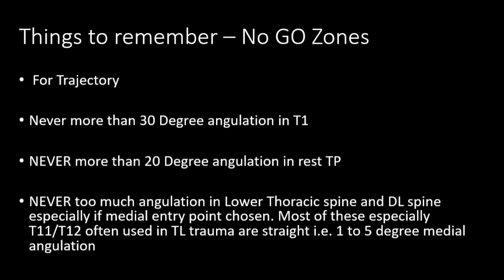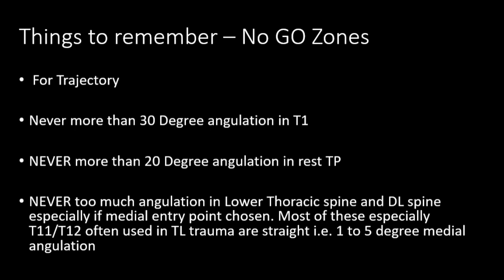So things to remember for trajectory: never go more than 30 degrees angulation in T1, never more than 20-degree angulation in the rest of the thoracic spine. So in most of the thoracic spine, only 20-degree angulation is more than enough, especially if you have a lateral entry point. If you have a medial entry point, just lateral to the midline of the superior articular process, then you have to give a much lesser medial angulation. Not even 20 degrees is needed.